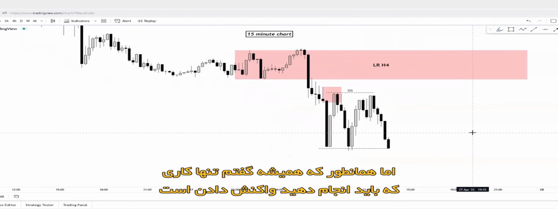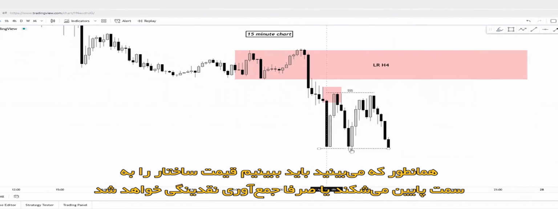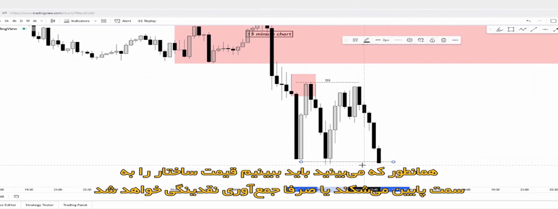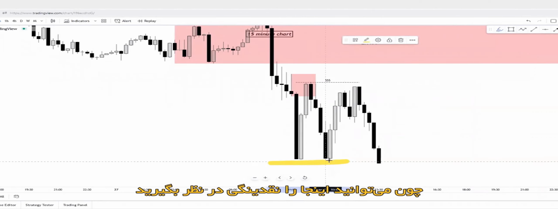But as I always say, all you have to do is react, right? All you have to do is react. And as you can see, price is creating actually a downside movement. Let's just see if this will be a break of structure or this will be just a liquidity sweeping movement, because you can still consider this as a liquidity.